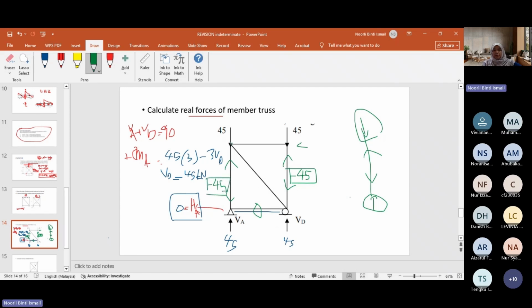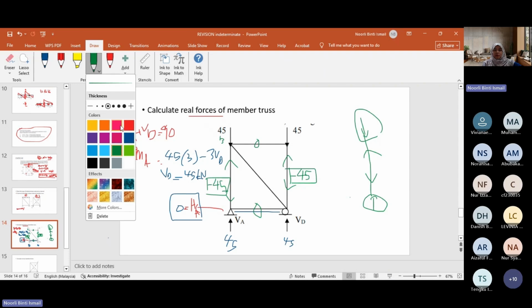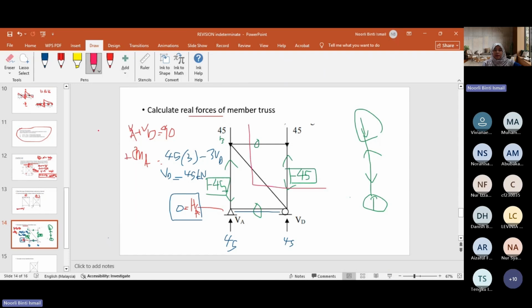So how about this one? BC. Ini tak habis tadi. Yang ni BC will be 0. Okay, because there are no external forces in X direction. So if you look at here, you tengok sini je. Sekejap ya. Okay, so this one, you just look at this joint. So if you see here, the red, pink colors, there are no horizontal reaction. So that's why CB 0. Okay?